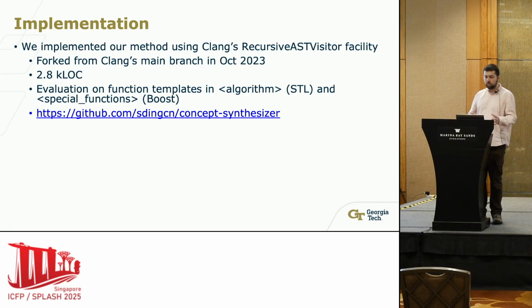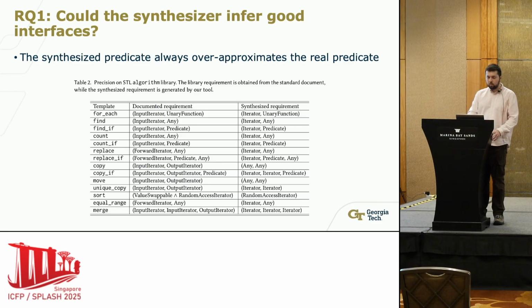So we've implemented this based on Clang and evaluated it on two benchmark sets, one of algorithms from the standard template library and the other of special functions from the Boost library. The implementation is publicly available at this link, and you can also find that in the paper. We evaluate for 3 questions. The first of those is whether the synthesizer infers good interfaces.